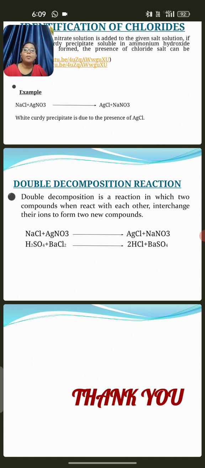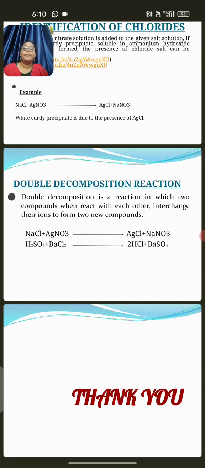Likewise, when two compounds combine with each other and the products are formed by interchanging their ions, then the reaction is called a double decomposition reaction. What is a double decomposition reaction? Double decomposition is a reaction in which two compounds, when they react with each other, interchange their ions to form two new compounds. For example, NaCl plus AgNO3 gives AgCl plus NaNO3. H2SO4 plus BaCl2 gives 2HCl plus BaSO4.